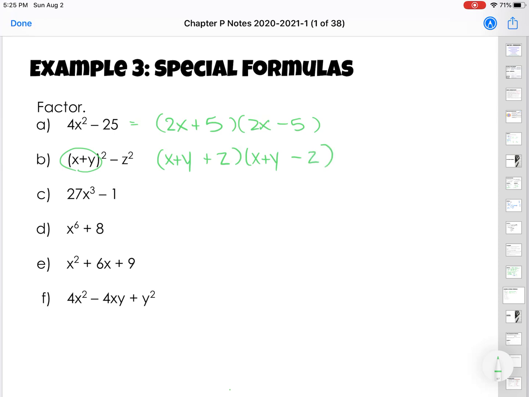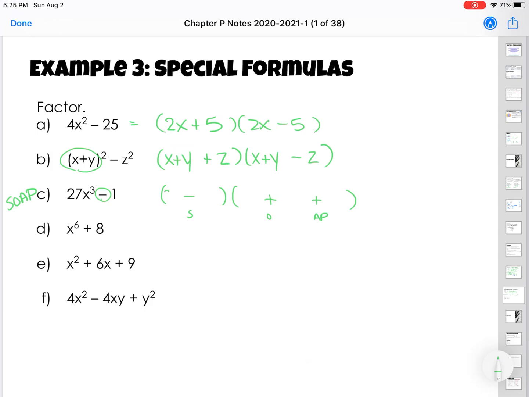Okay. Now, this is a difference because of subtraction cubed. So we're going to remember SOAP. Okay. So we want to remember SOAP. We'll have 2 parentheses. One's bigger than the other. S-O-A-P. SOAP, same. So a minus sign. Opposite. So a plus sign. Always positive.